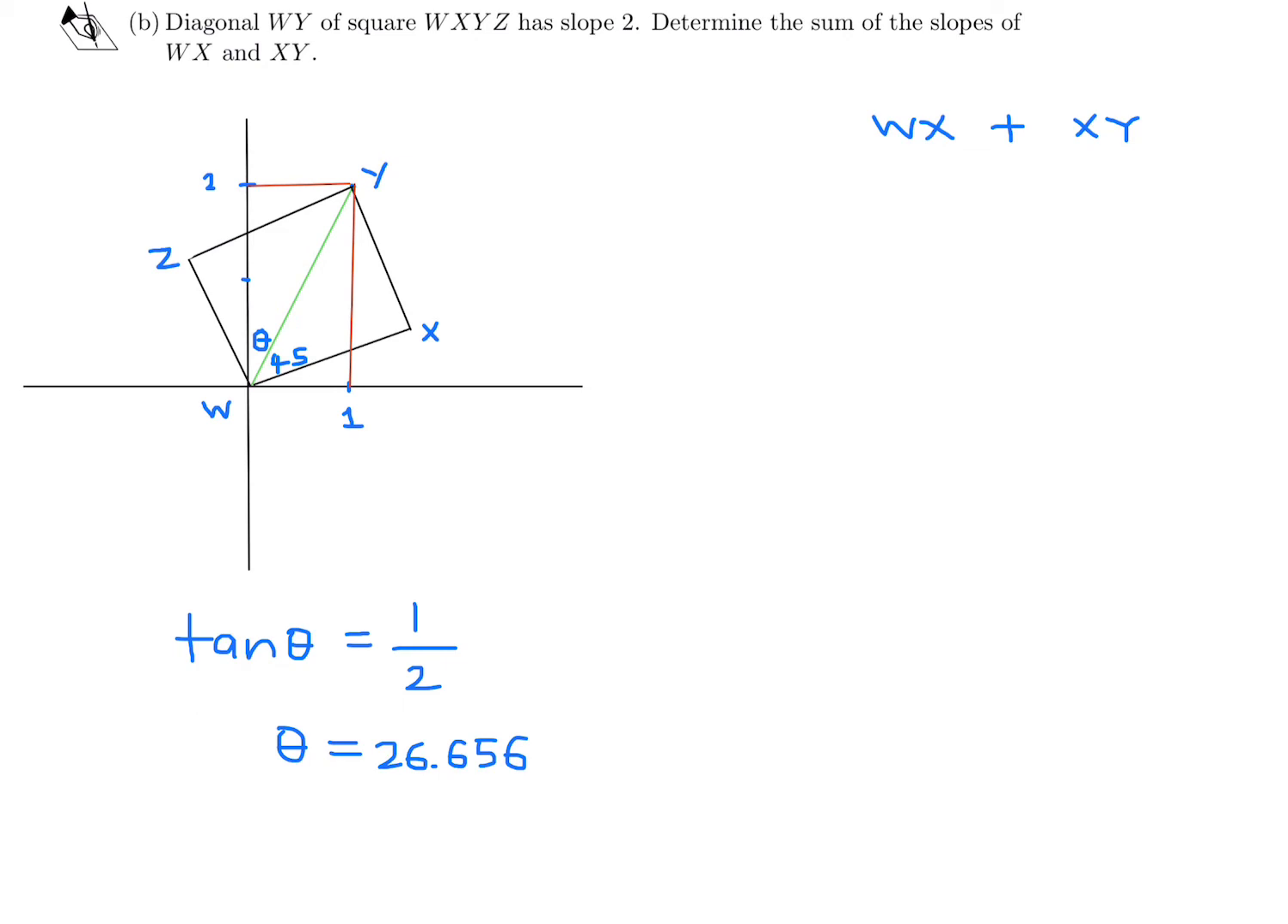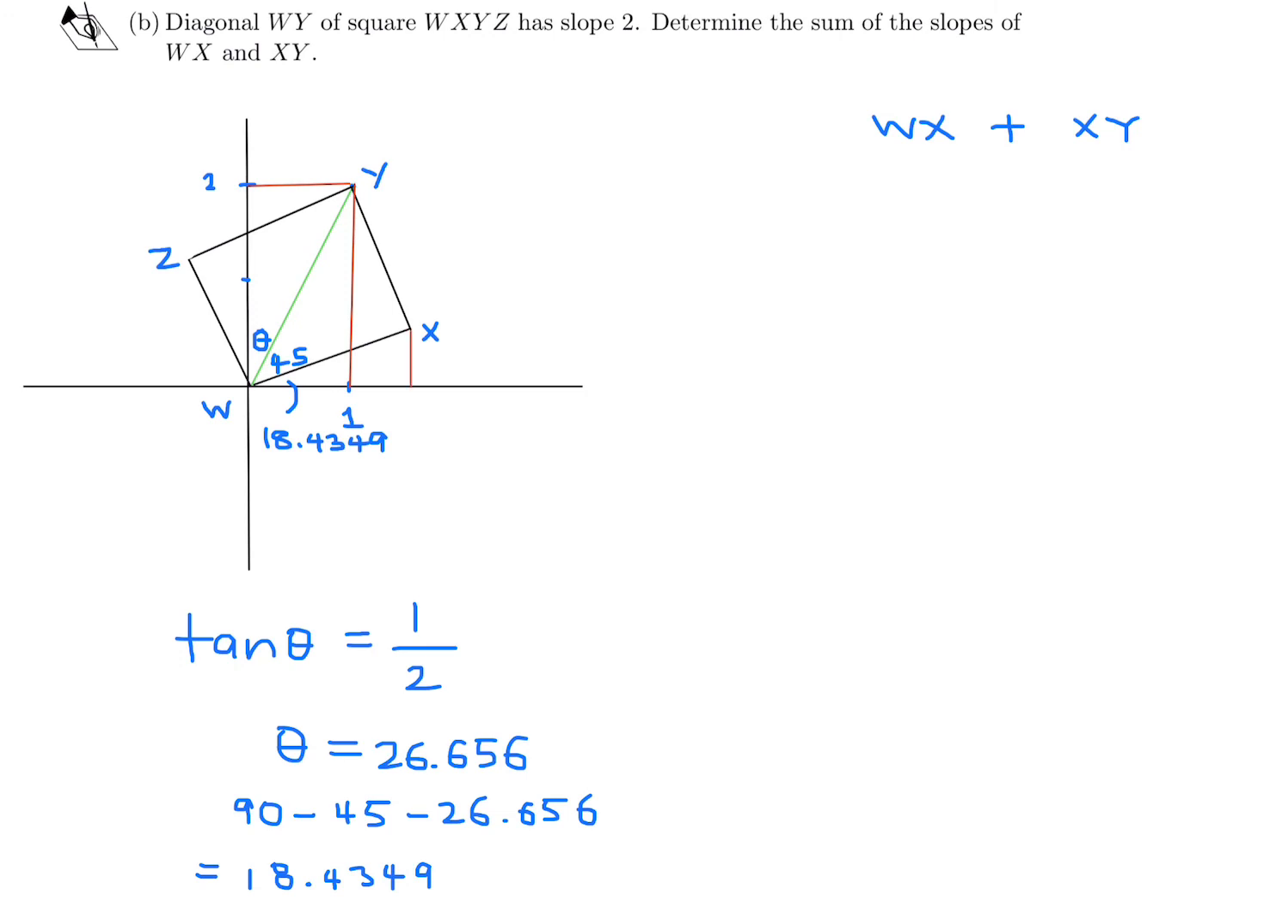And therefore this angle we can easily figure out, since that's going to be 90 minus theta minus 45. So that angle will be 90 minus 45 minus 26.656, and that is 18.4349 approximately. So this angle right in here, 18.4349. Okay, so now I can concentrate on WX.